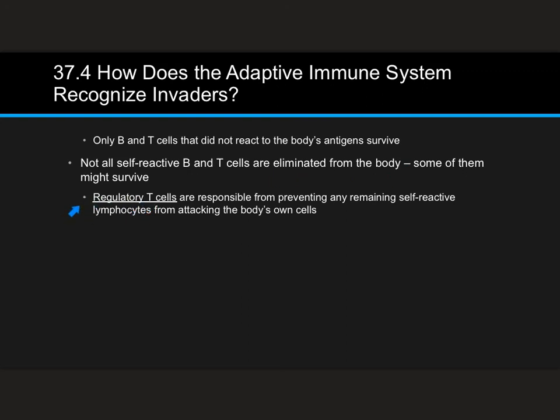It's okay. The body does have a way to try to stop this. There's a type of T cell called a regulatory T cell, and their job is to prevent any remaining self-reactive lymphocytes from attacking the body's own cells. So anything that gets left over, they're trying to turn off. These regulatory T cells are trying to turn off the bad B and T cells, the ones that are accidentally binding to your own antigens.